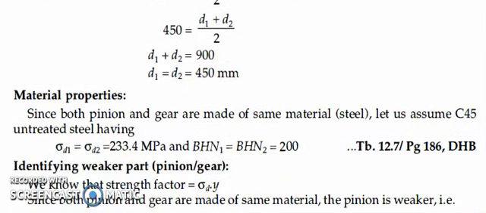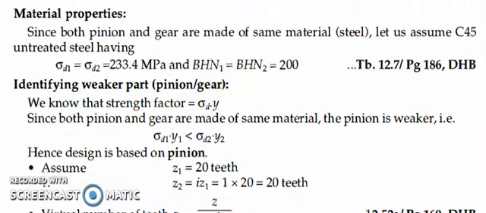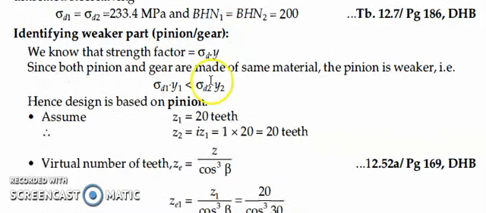Then next, material property. Since both the pinion and gear are made of the same material, we can take it as steel and assume it as carbon 45 untreated steel. So from the data book table 12.1 we can take the value of sigma D1 and sigma D2, that is equal to 233.4 megapascal, and BHN1 and BHN2, that is equal to 200. Then we can find the weaker part, that is the main step included in the design of gear. Here we know that the strength factor is equal to sigma D into Y, but in this case also the pinion and gear are made of the same material. So for the same material we have to design the pinion, not go for the gear or other.